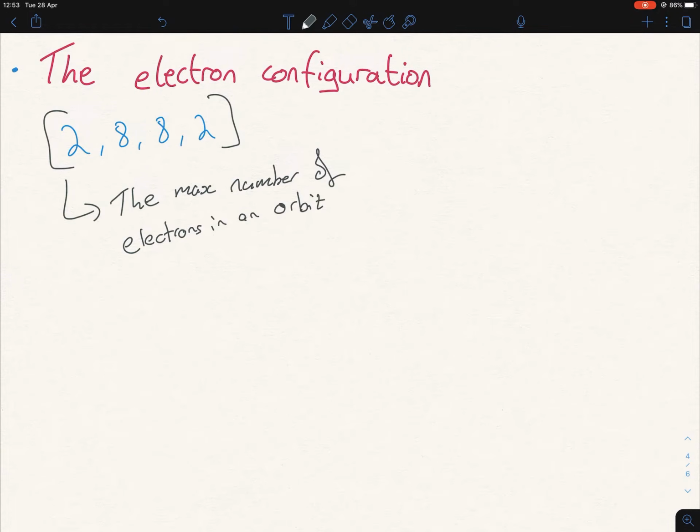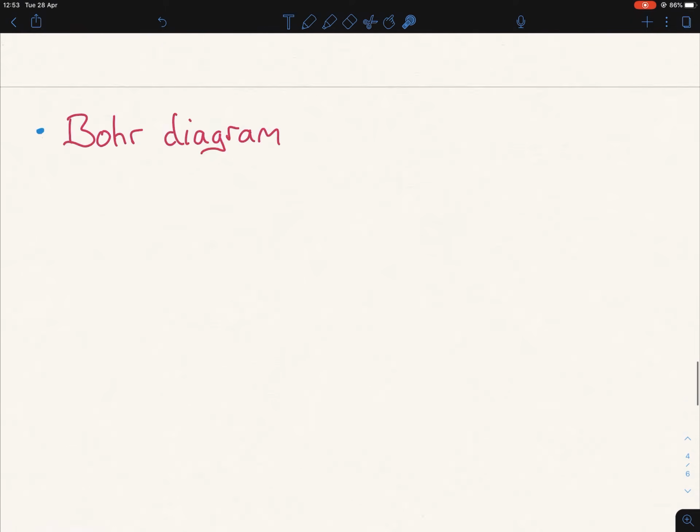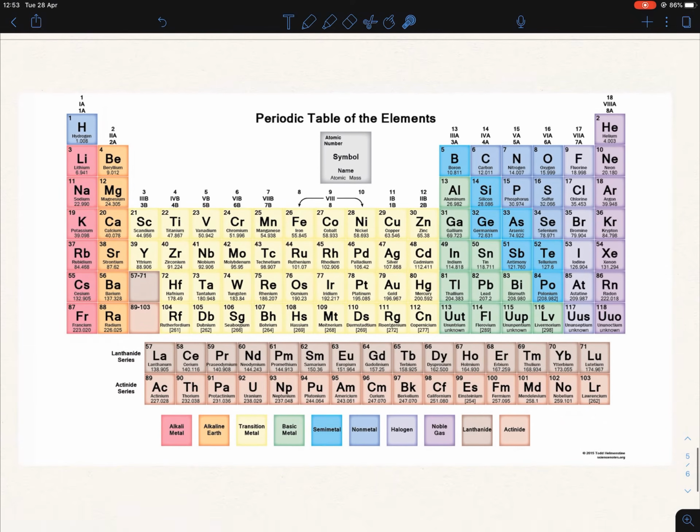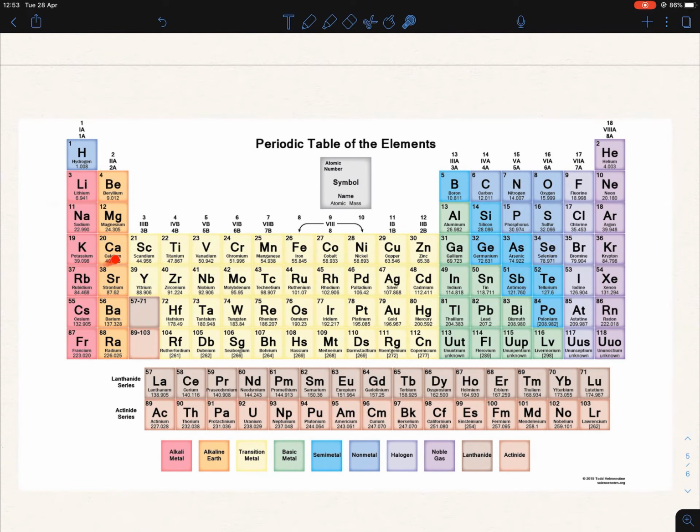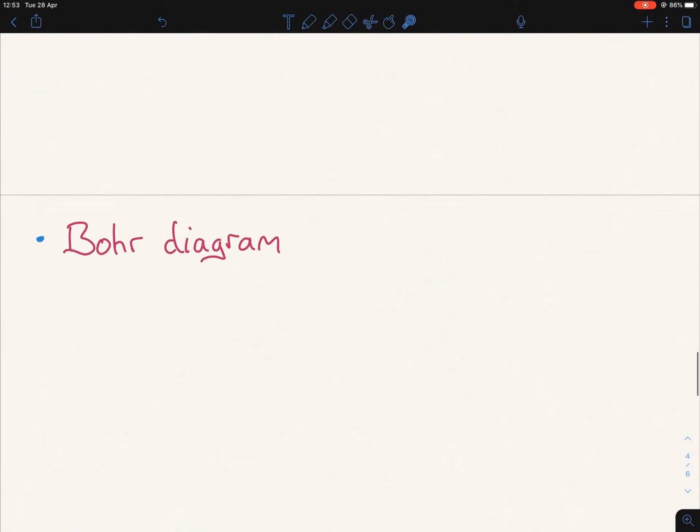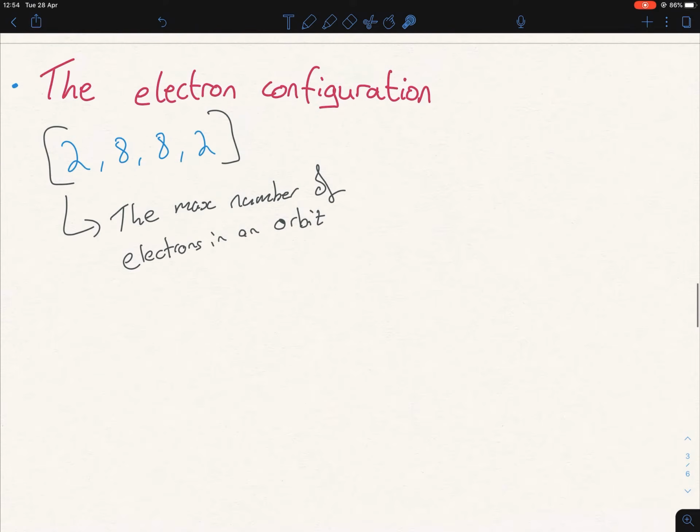Now, you'll notice if you add them all up, they equal 20. Remember how I was saying that for your periodic table and stuff like that, you only need to know the first 20. So that's why I went up to as far as 2 over here. For your Leaving Cert chemistry, you have to know more than 20, so it'll stretch on a little bit further. So I said the max number of electrons in an orbit. Let's just discuss what exactly these orbits are.